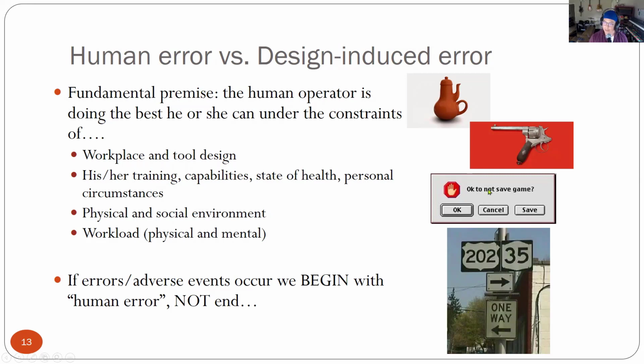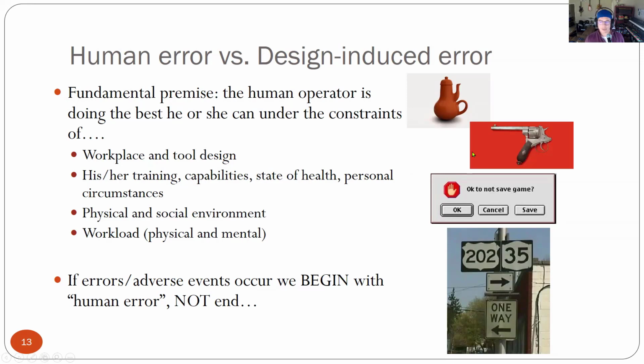I like this one down here. Good example: is it okay to not save your game? I guess it's okay. Oh, I didn't save my game. So anyway, if you assume that the human operator is acting in good faith and attempting things that are well reasoned towards a work goal, if you start there, then you can usually find a lot of ways that the design could be improved to make errors less likely to occur.